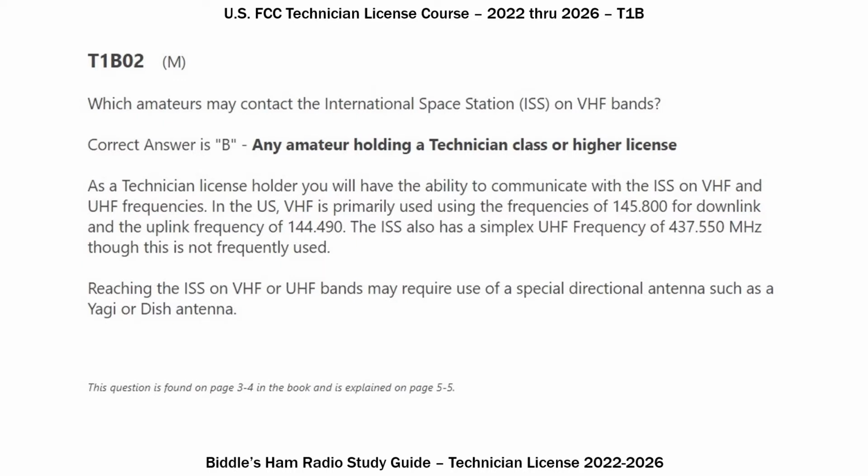As a technician, a license holder, you will have the ability to communicate with the ISS on VHF and UHF frequencies. In the US, VHF is primarily used using the frequencies of 145.800 megahertz for downlink and an uplink frequency of 144.490 megahertz. The ISS also has a simplex UHF frequency of 437.550 megahertz, though this is not frequently used.